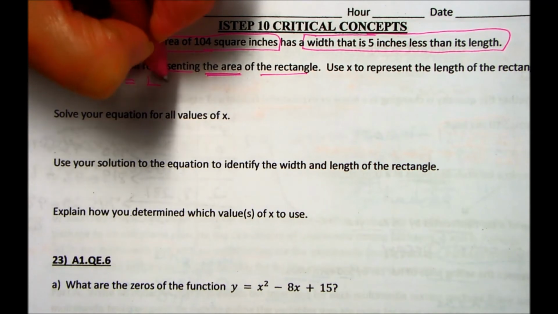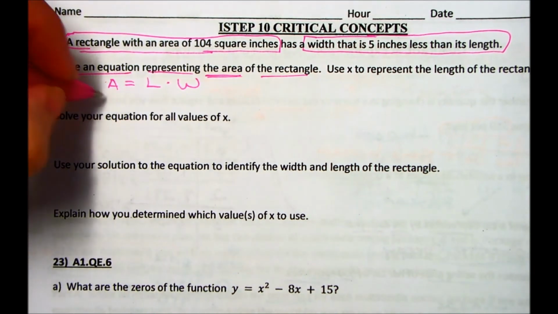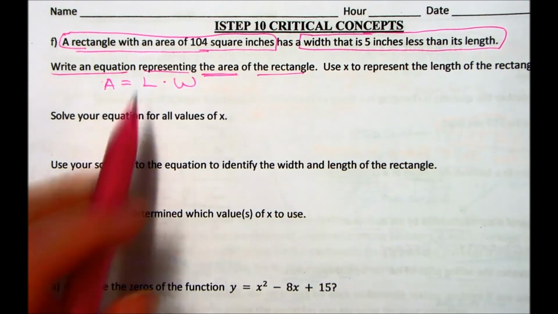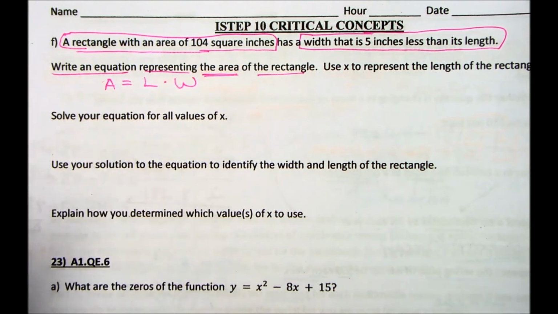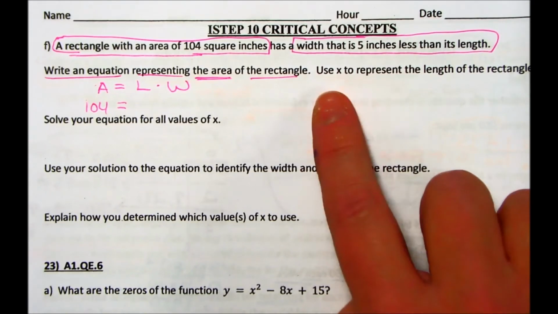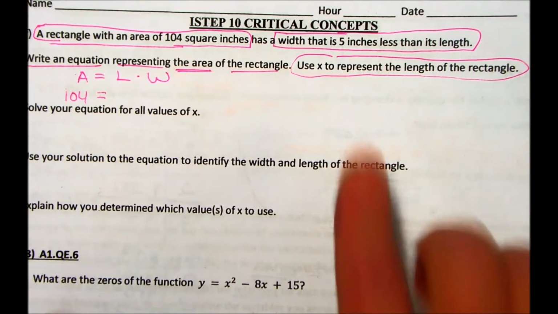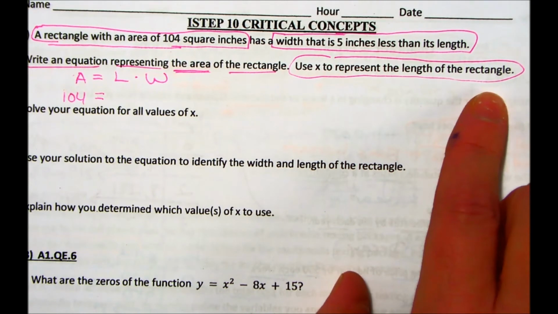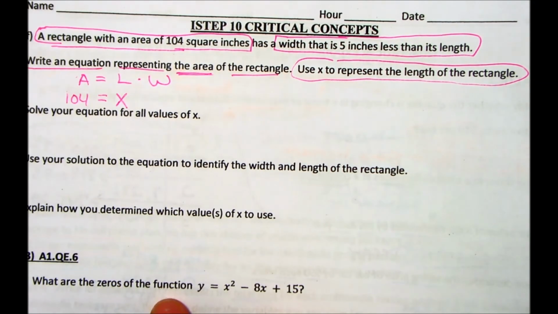Area equals length times width. So what information now can we substitute into this formula? Well, they told us the area is 104 square inches, so I can put 104 in the place of A. And then over here, we got another piece of information. It's telling us to use x to represent the length of the rectangle. So I could put x then in place of my length.